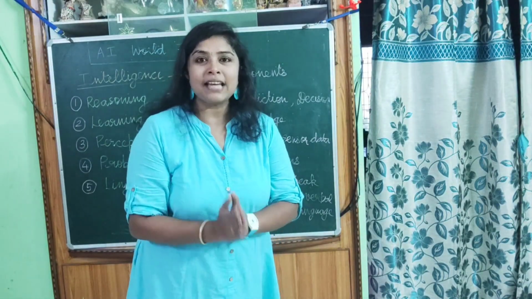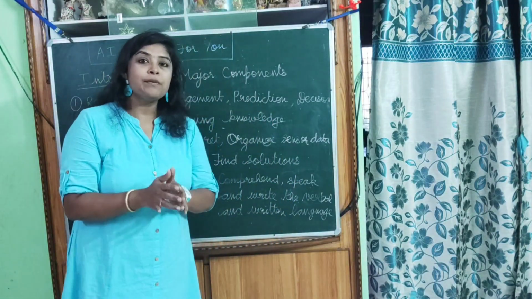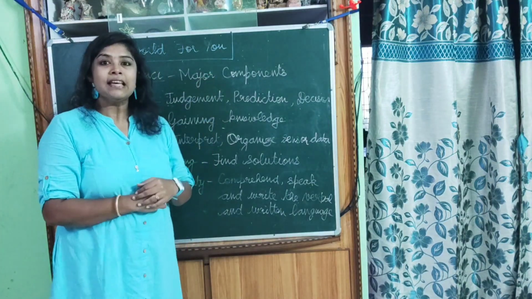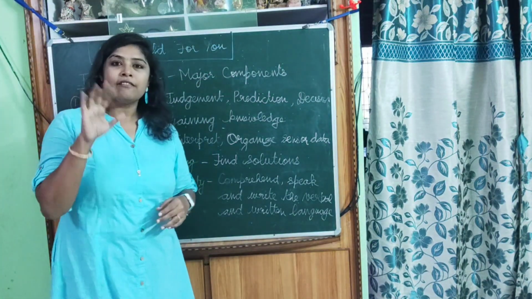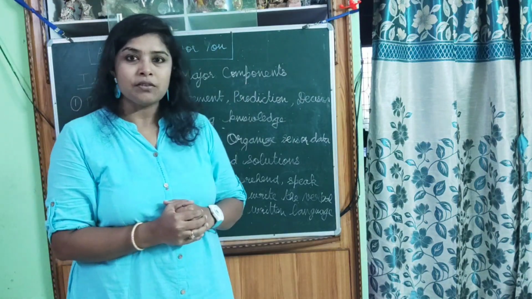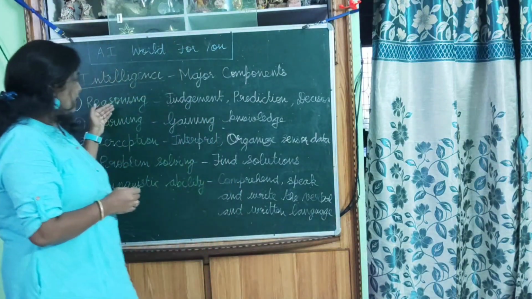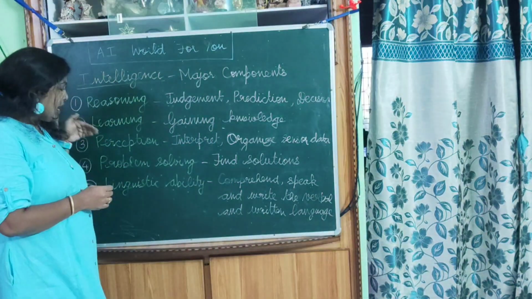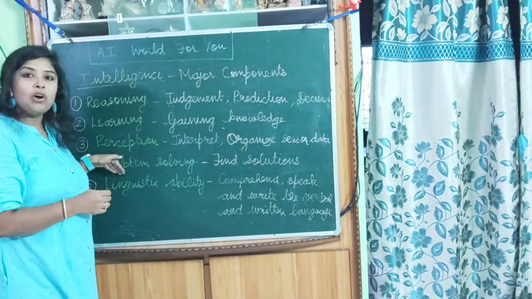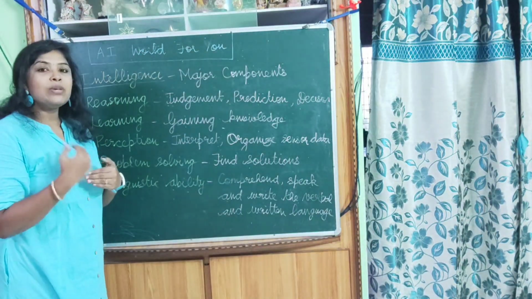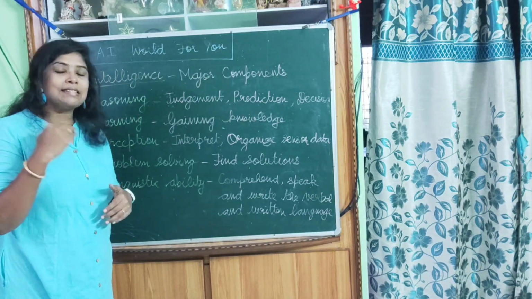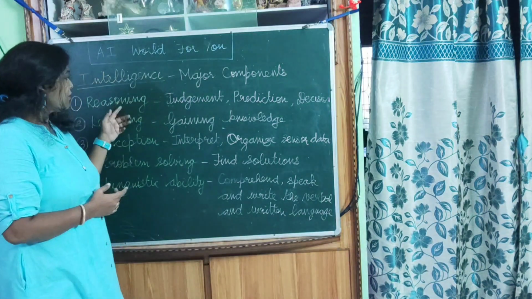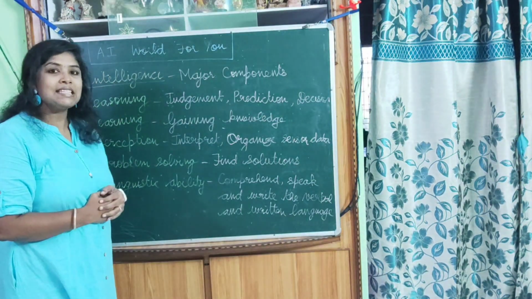Coming to the first aspect of the components of intelligence, let us discuss about reasoning. So there are 5 major components of intelligence. They are reasoning, learning, perception, problem solving, and the linguistic ability. So let us break this down and see one by one. Coming to the first one, which is reasoning.